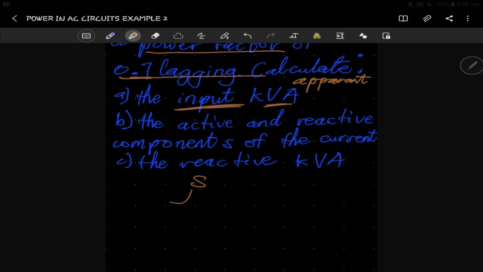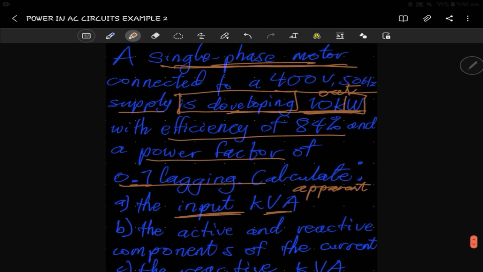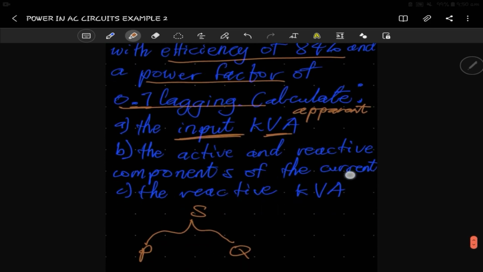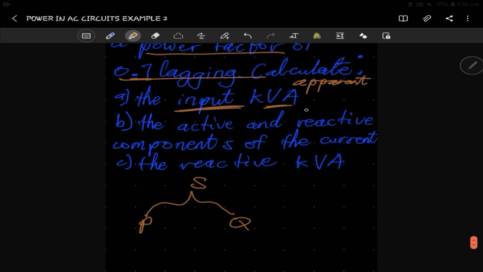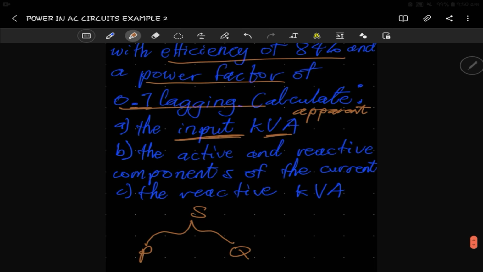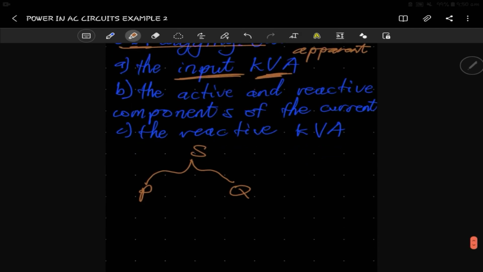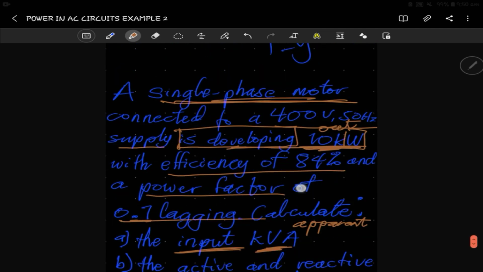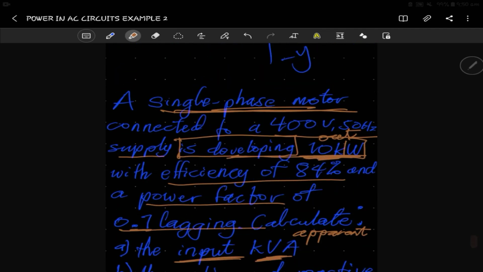Symbol S will be composed of the real power and the reactive power. But here's the case, what do we have? Do we have any of them? The only power that we are given here is the output power. So if we are trying to find the input apparent power and we have the output power, that will mean that this particular output came from a particular input. So we have to find the input first.